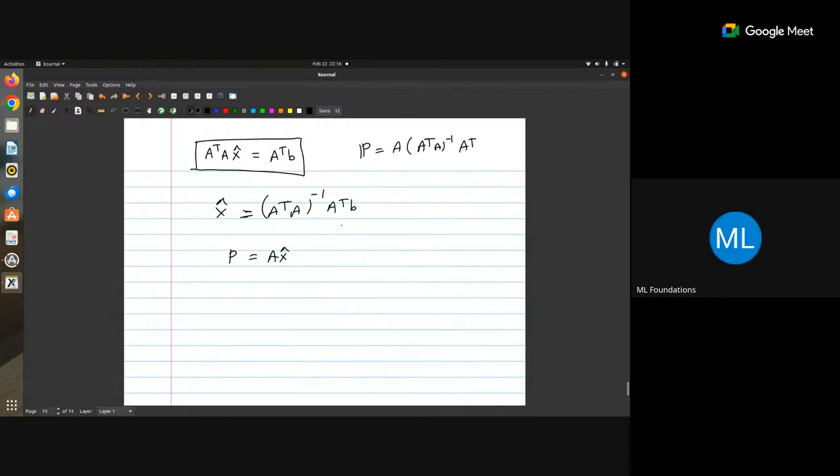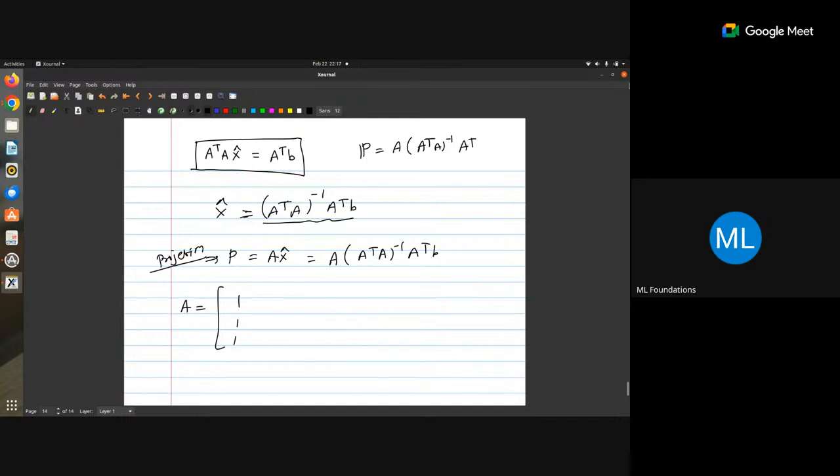This is the projection, right? A x hat. So the projection will be like this: A into this term, which is A (A transpose A) inverse A transpose b. This is the projection, right? And now in our case, what I have to find is this one, the projection only, right? Yes. Correct? Okay. So what is the matrix A?